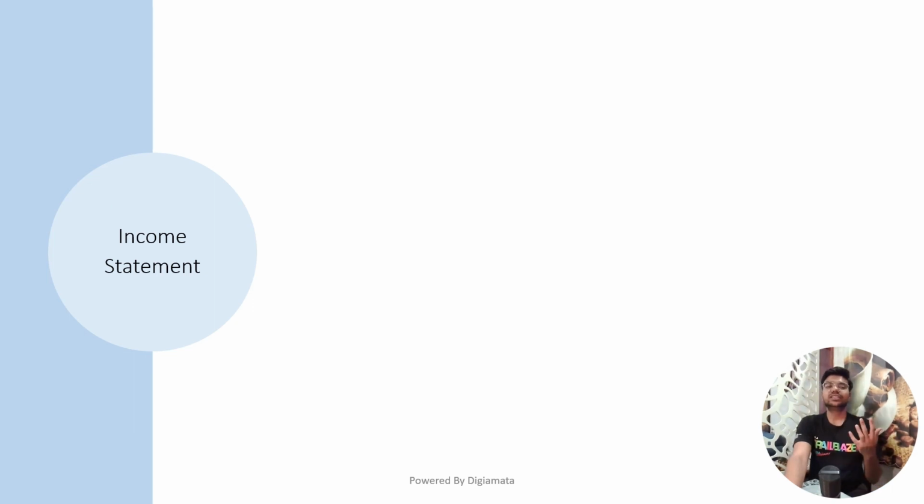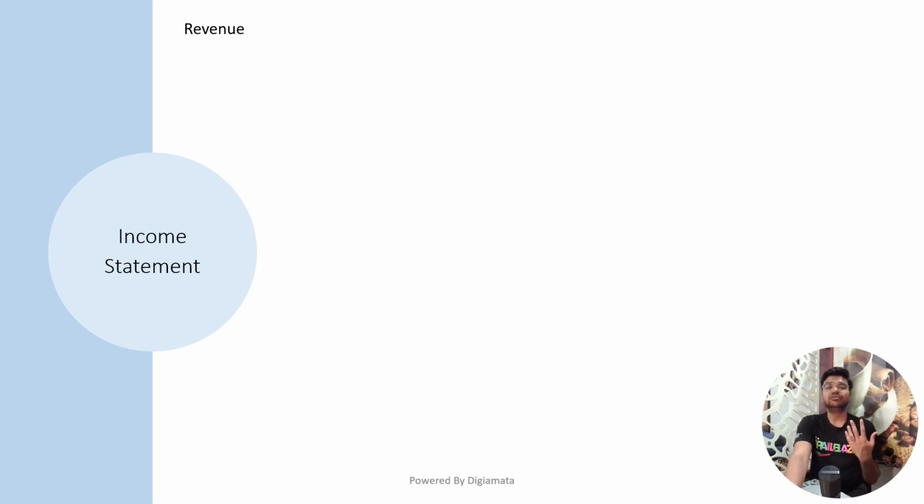So let's try to understand the income statement in a simple way. The first thing to remember is that the income statement consists of 5 sections. The first section is your revenue. The second is your expense. The third is your profit. The fourth is your interest, and the fifth is your taxes. Let's try to understand this more easily with the help of an example.